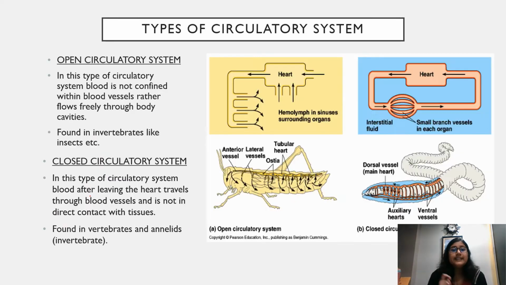Now let's see the types of circulatory system. There are two types of circulatory system. One is the open circulatory system and the other is the closed circulatory system. In the open circulatory system, blood comes into the body cavity and the tissues and cells are in direct contact with the blood. But in the closed circulatory system, the blood is confined within the blood vessels and the tissues and cells do not get direct contact with the blood.